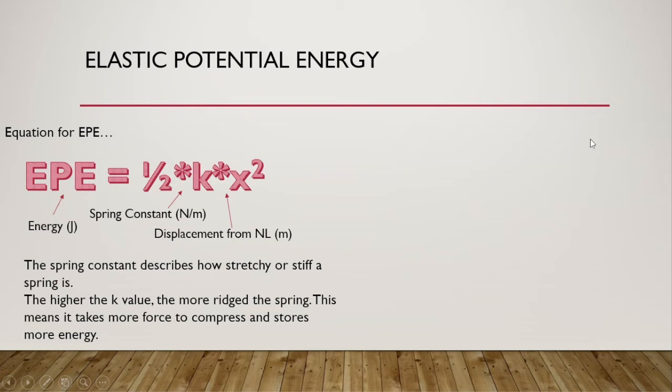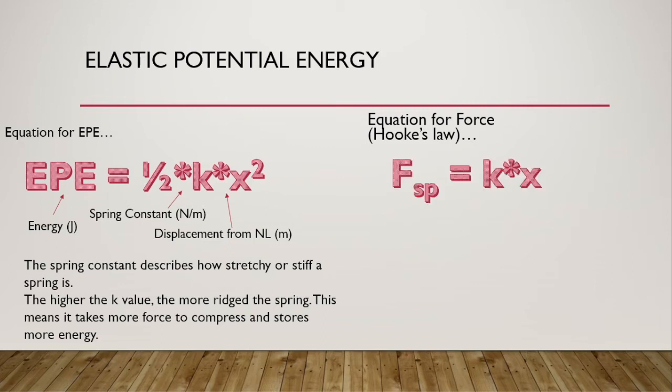And now let's look at it from a force perspective. So the equation for force is known as Hooke's law, and that's just going to say that the force of a spring is equal to K times X. So F is going to stand for spring force, and we have to remember that force is measured in newtons. K still stands for spring constant, and X still stands for displacement.